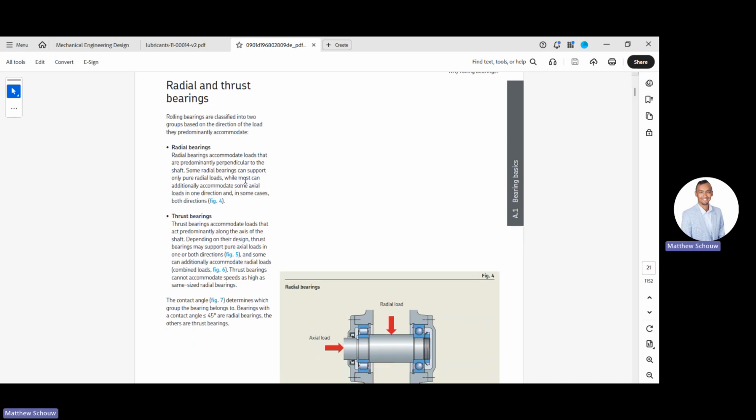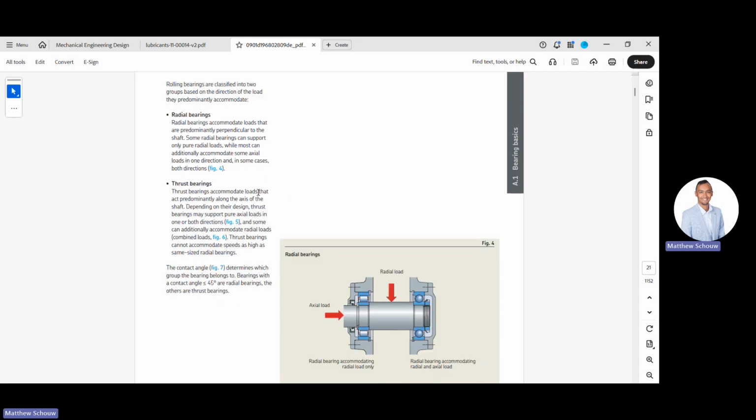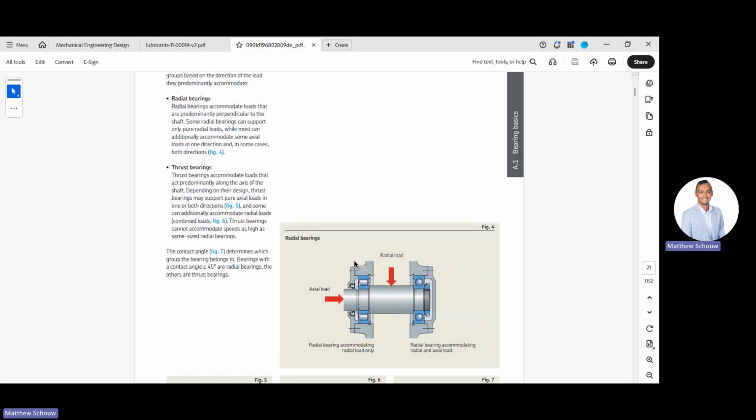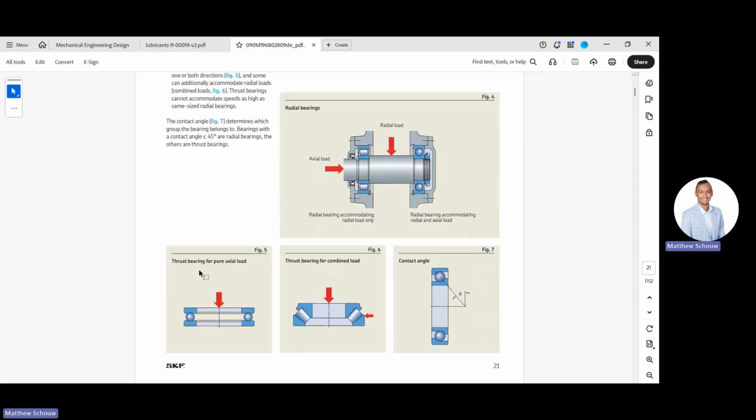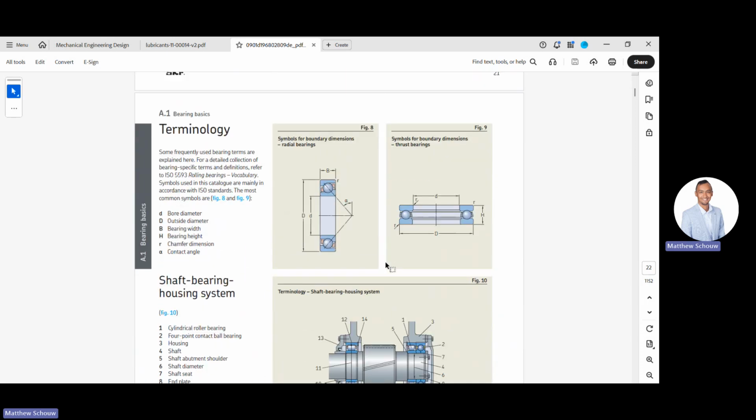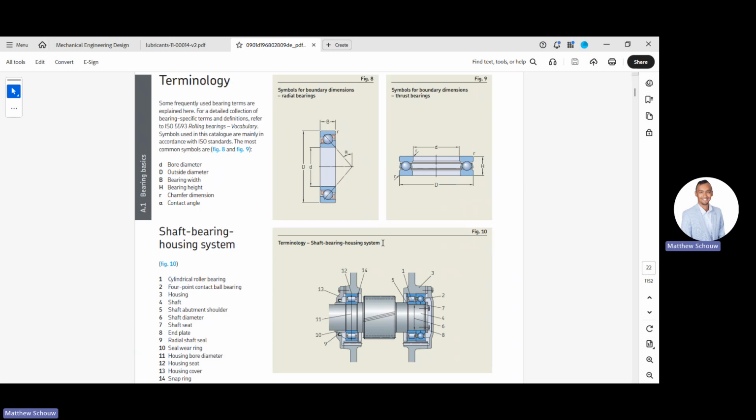These ones mostly accommodate the radial loads, but sometimes they can take axial loads as well, let's say in one direction in some cases, whereas your thrust bearings are predominantly for axial loads. That's an axial load over there. I know we discussed this over here. And the thrust bearing for an axial load, you can see what it looks like. They have one at an angle. I showed you that before. These are quite cool from the actual bearing manufacturer.